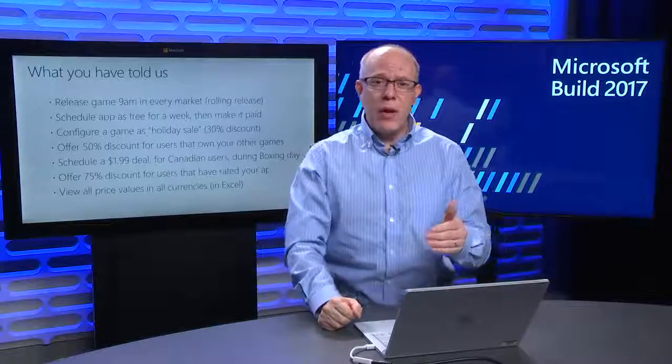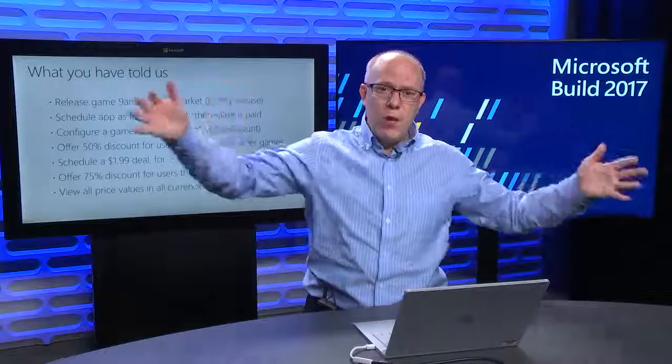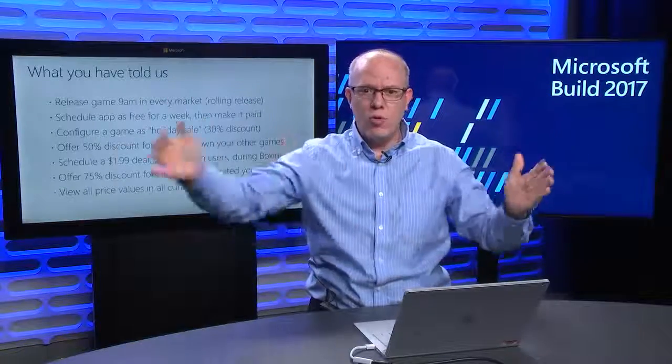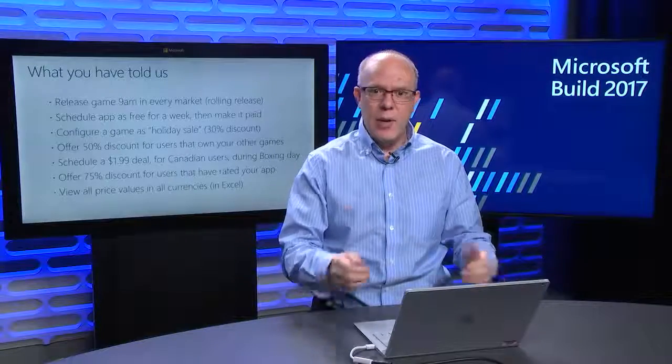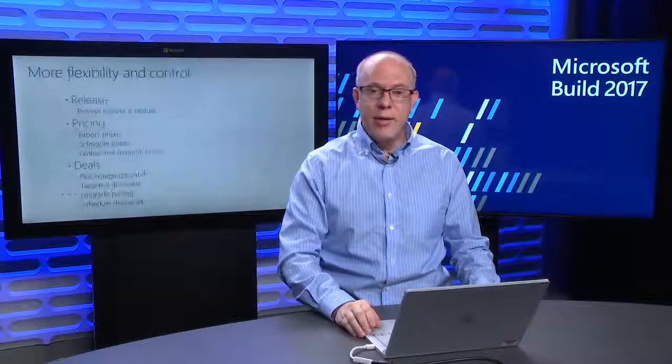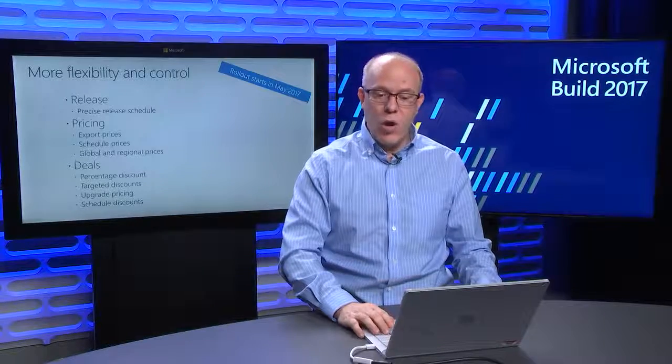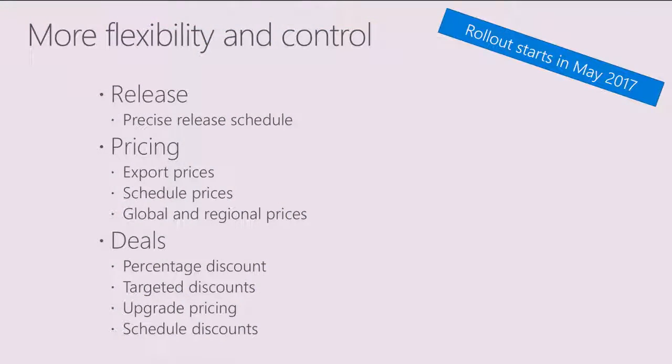And to make it more complicated, you told us that there was this big, complex, large set of price tables with values, and you couldn't have an easy way of accessing it through Excel and being able to edit it and choose whatever price you wanted. All of that is now possible. And the rollout starts this May 2017. Over the next couple of months, we'll be rolling this feature out, which we're calling more advanced pricing, scheduling, and sales, to every developer account in Dev Center.